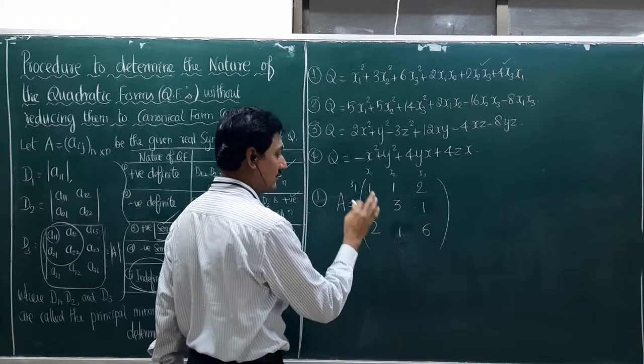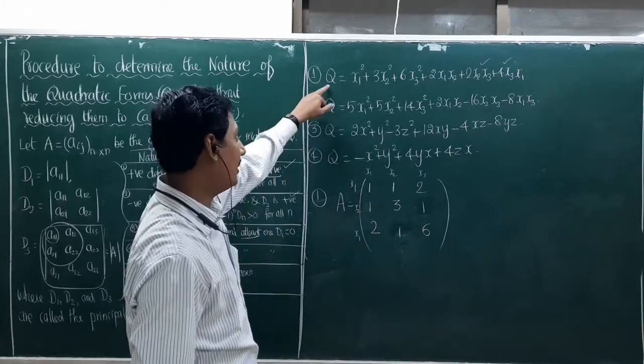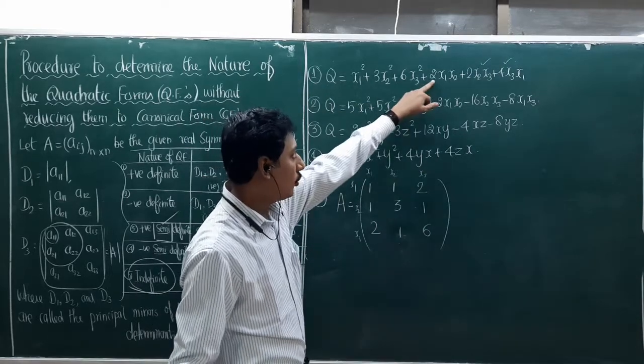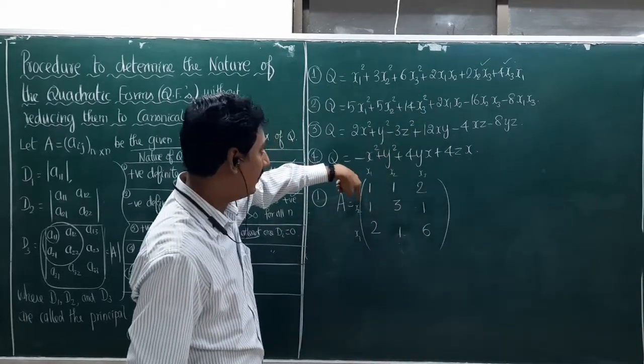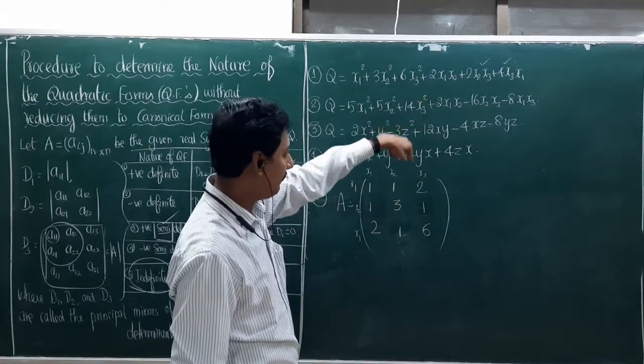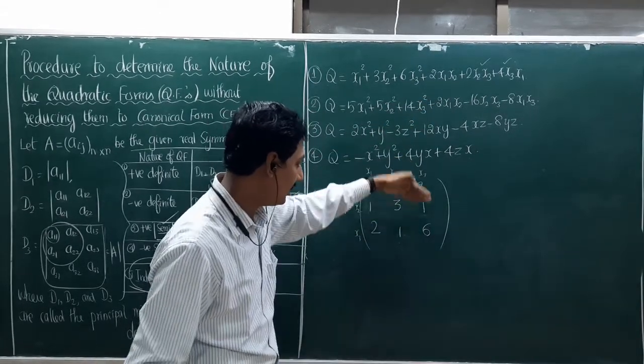So 2, 2. So this is the real symmetric matrix of the given first quadratic form. 1, 3, 6 in the diagonal. Half of the coefficient of x1, x2 is here, 1, 1. Half of the coefficient of x2, x3 here, and half of the coefficient of x1, x3 is here. That's right. The symmetric matrix is very clear.